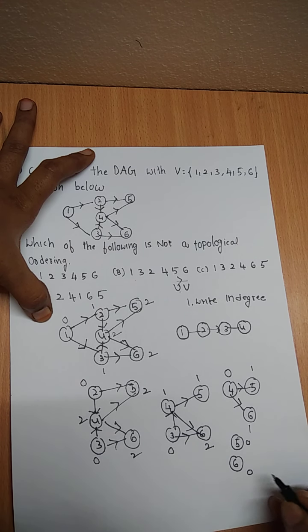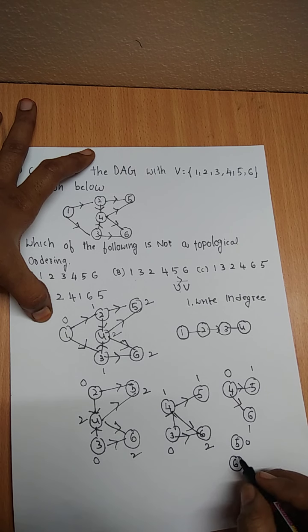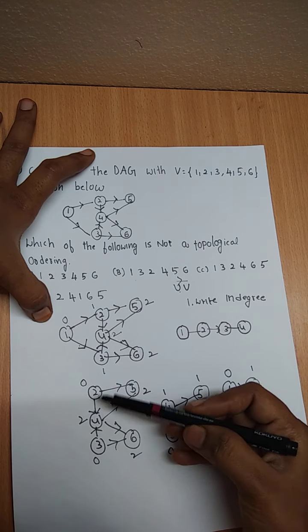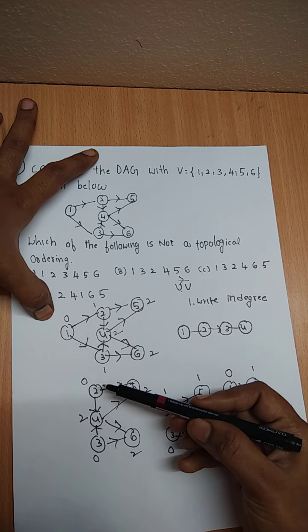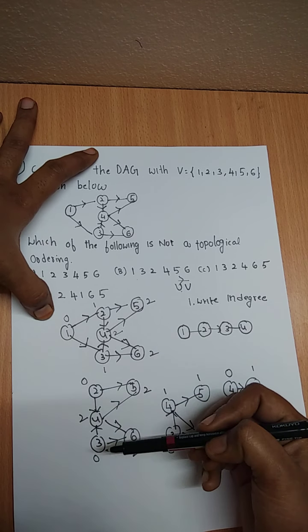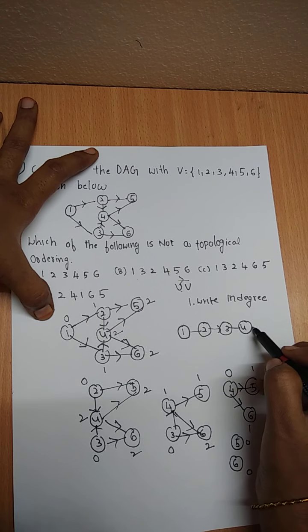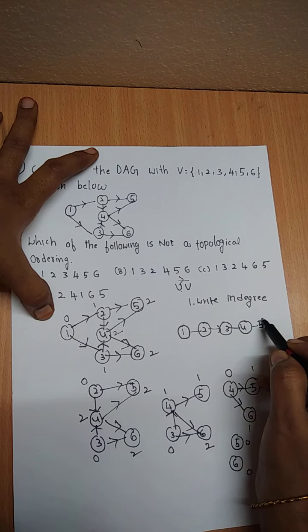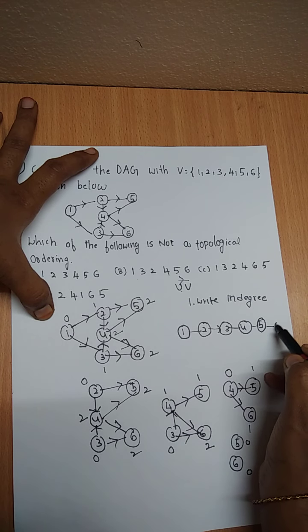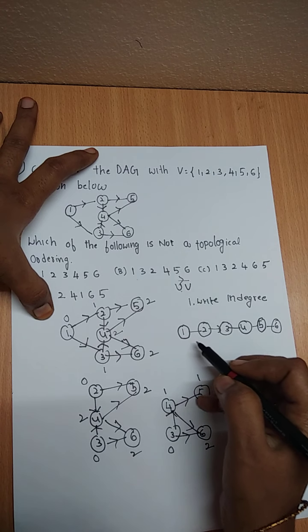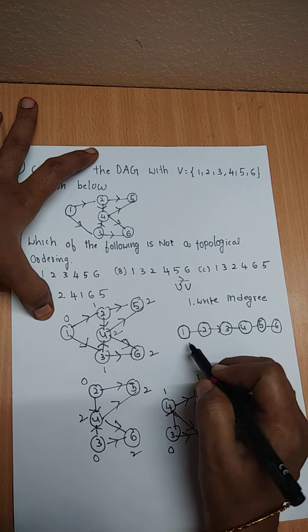For the 2 nodes, the in degrees is 0. So here in this case, if the 2 nodes have the same in degrees, we select any one of those 2 nodes. So here also select any one of these 2 nodes. If we consider the 5 first and 6 next, this is one set of topological order, 1, 2, 3, 4, 5, 6.